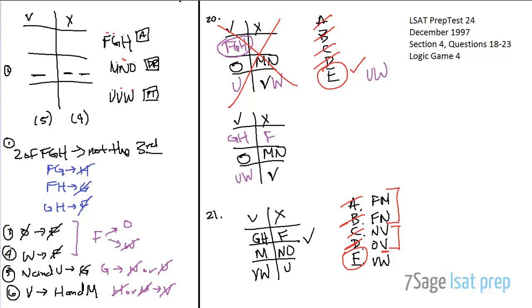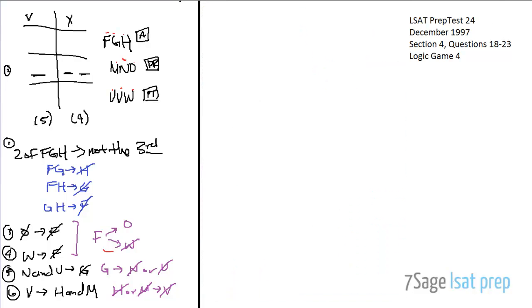But the key to this question is realizing that this F term is very restrictive, and that this V term is also very restrictive, and using the structure of the game to eliminate all four of these answer choices very quickly. So that's question 21. Let's get rid of this, and then we can talk about questions 22 and 23.